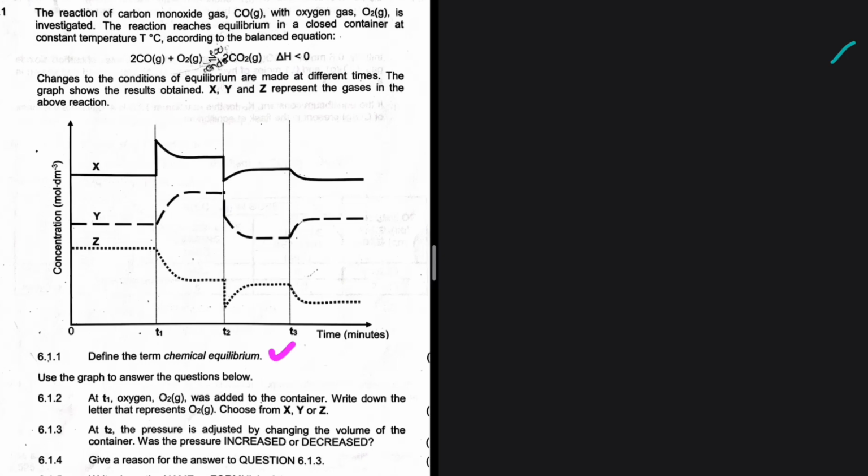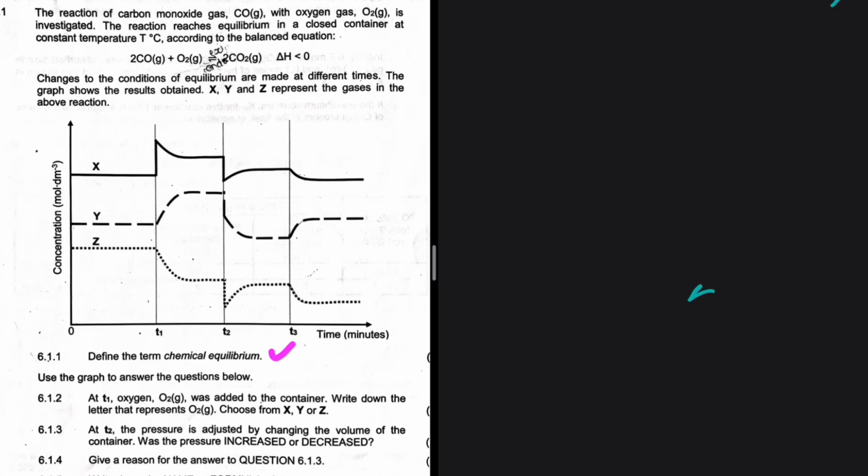At T1, oxygen, O2, was added to the container. Write down the letter that represents O2. Choose from X, Y, or Z. Let's go through the question statement and see what is happening.